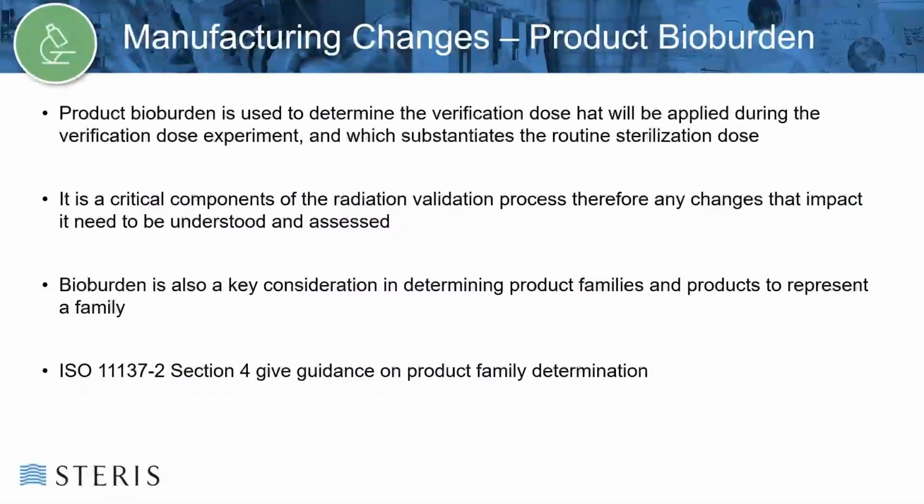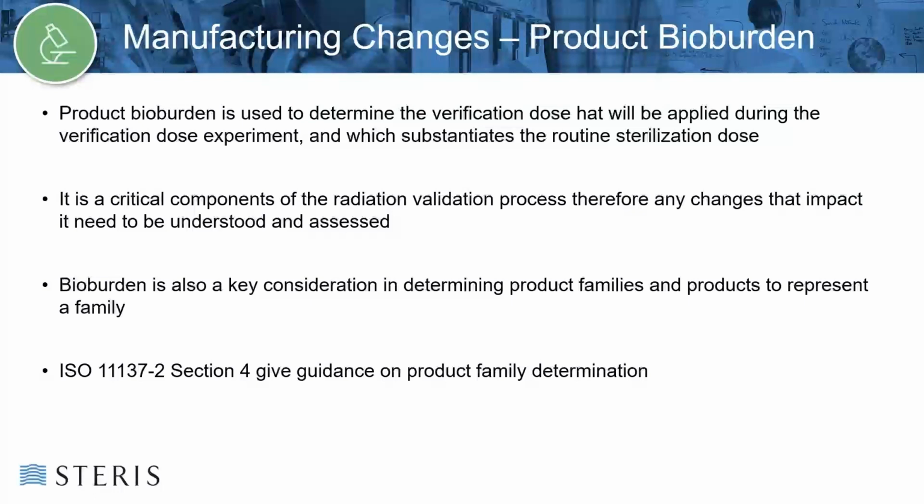Product bioburden is used to determine the verification dose that will be applied during the verification dose experiment, and which substantiates the routine sterilization dose, as product bioburden, i.e. the number and types of microorganisms present on a product, is a critical component of the radiation validation process. Any changes that impact it should need to be understood and formally assessed.